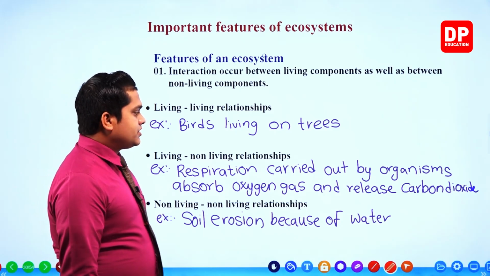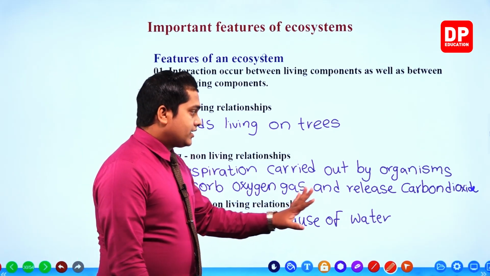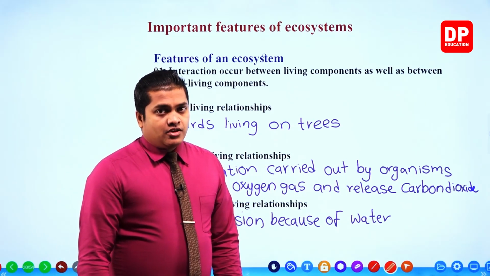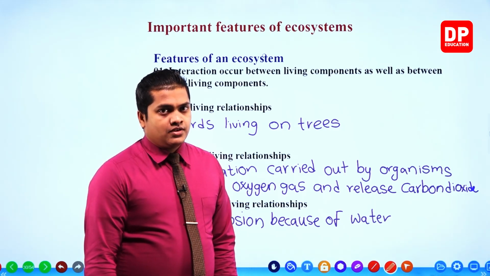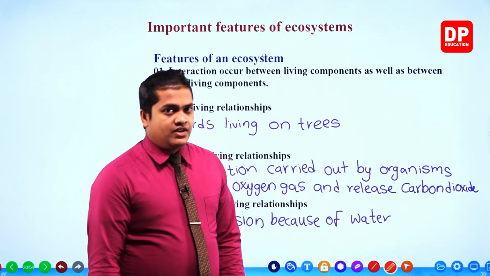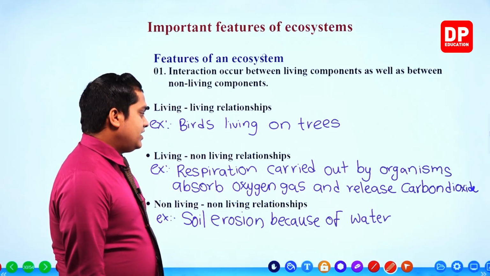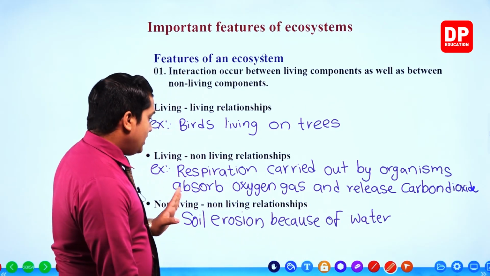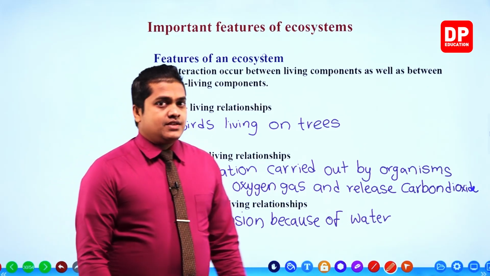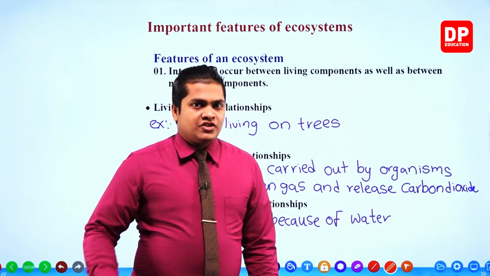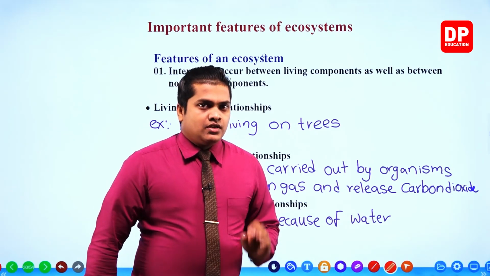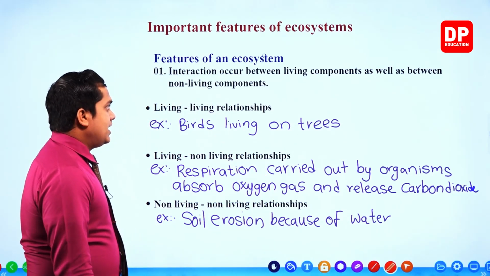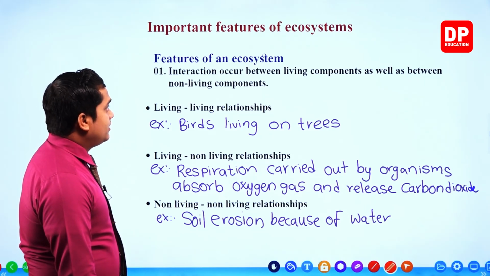In there, we absorb oxygen gas and release carbon dioxide gas. In that case, my dear children, both the oxygen gas and carbon dioxide gases are non-living components, right? Organisms are living. So there is a relationship between living and non-living components. Then the third one, non-living components: you know that because of water, soil is going to erode. So that soil erosion carried out by water is a relationship between non-living components. Soil is also non-living, water is also non-living. Okay, right. So these are the interactions that can be observed in an ecosystem.